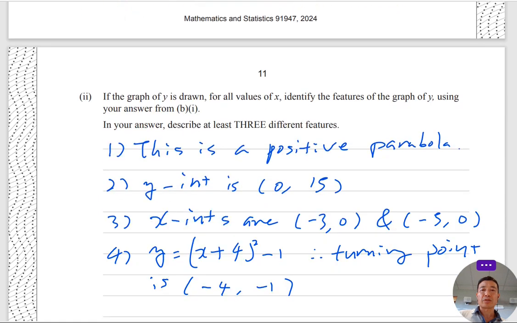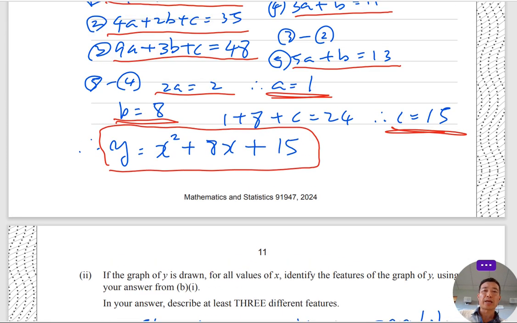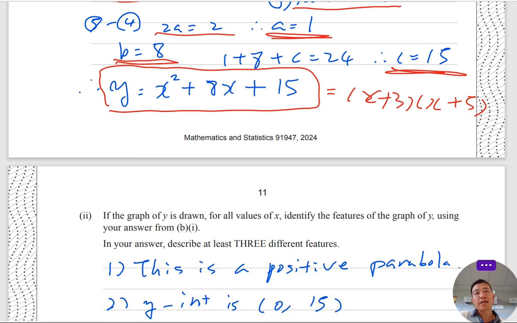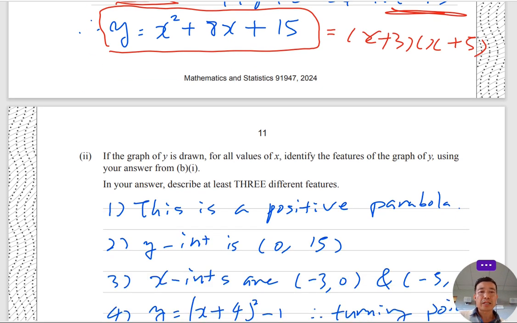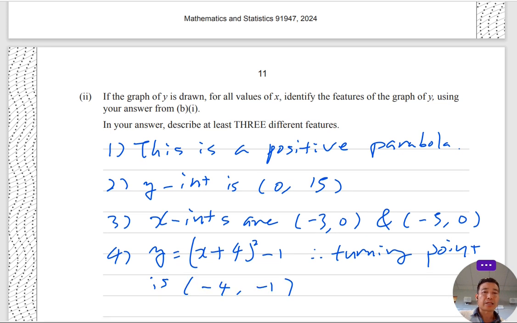Two, you could talk about the y-intercept, which is 15. When x is 0, it's 15. So the y-intercept is (0, 15). What about the x-intercept? You can factorize this, which is 3, 5, isn't it? So x plus 3 times x plus 5. So x-intercept means when y is 0. So that means when x is negative 3 or negative 5, that's the x-intercept. So you can talk about the x-intercept.